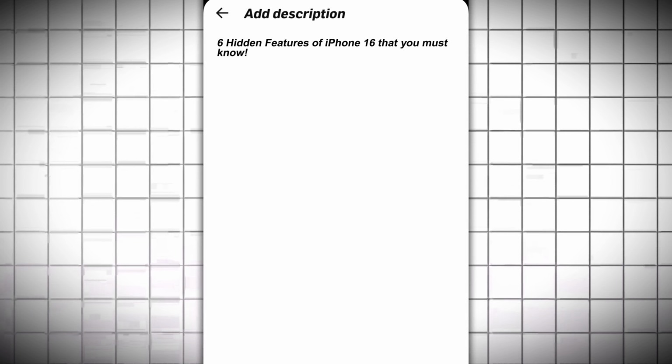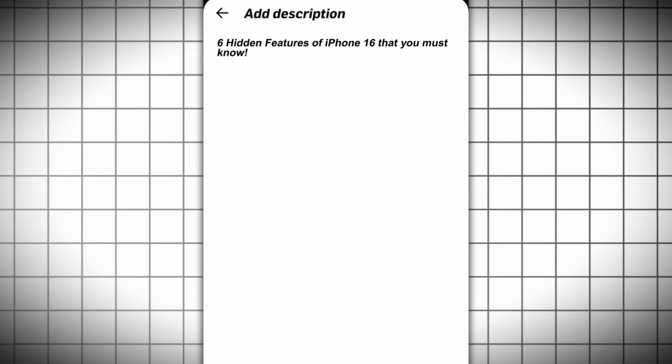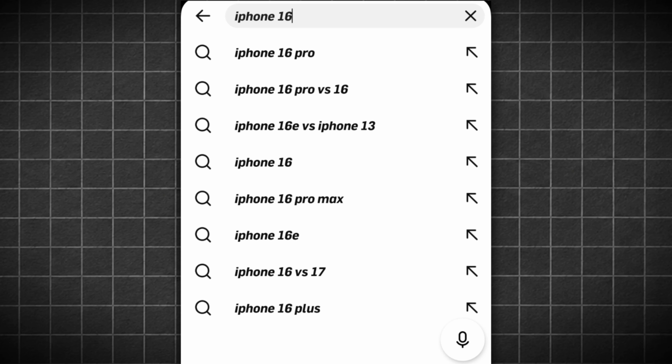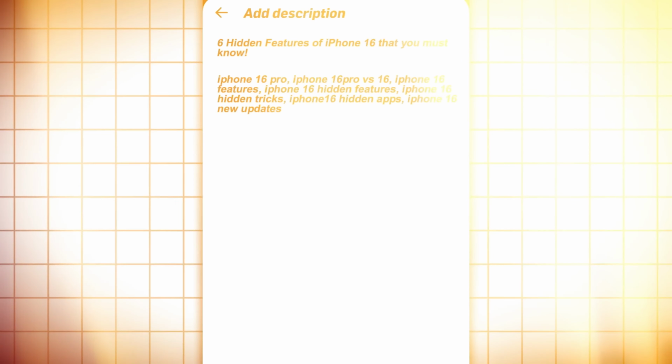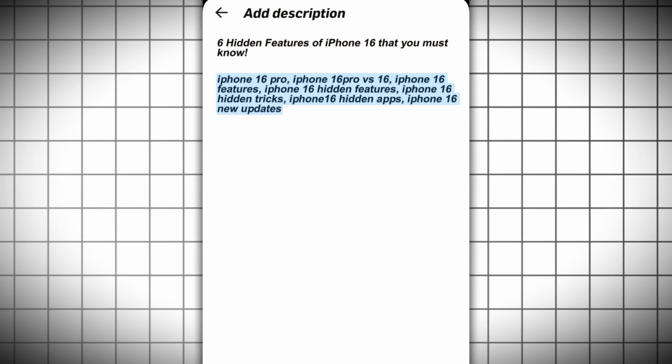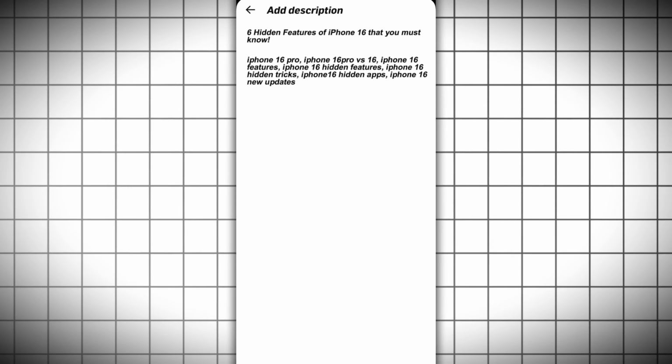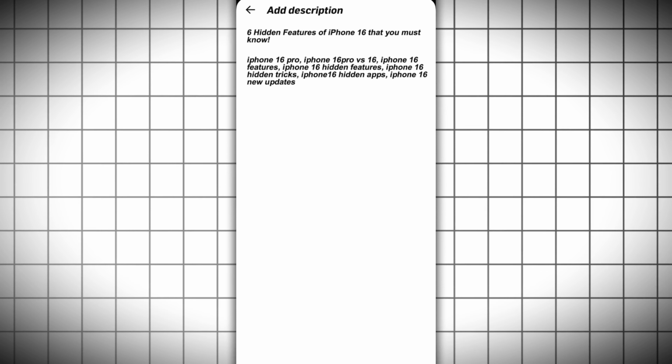After that, add 5 to 6 keywords related to your video. You can find these using tools like vidIQ, or you can simply search your topic on YouTube and see what suggestions pop up. Those suggestions are literally what people are searching for. Copy them and use them. Separate each keyword with a comma. Keep it clean.